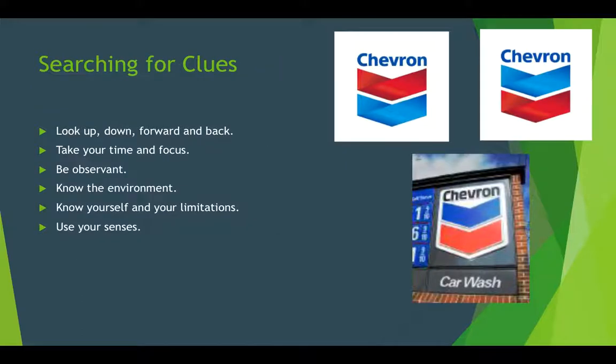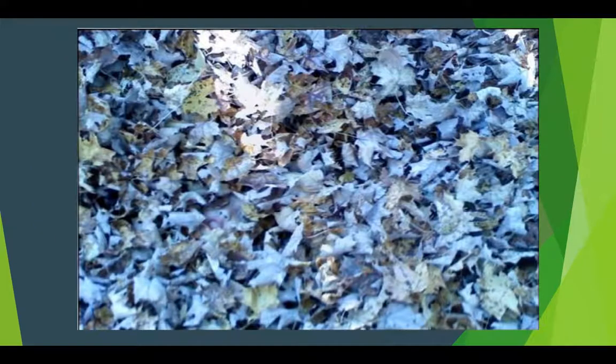So when we're looking for clues, it's important to be attentive to details. Look up, look down, look forward, look back. Take your time and focus. Be observant. Know the environment. Know yourself and your limitations. And use all your senses. Listen, smell, be thoughtful. In the 3 chevron signs to the right, which one is not like the other? This is a matter of being slightly observant. In this photo, what do you see?